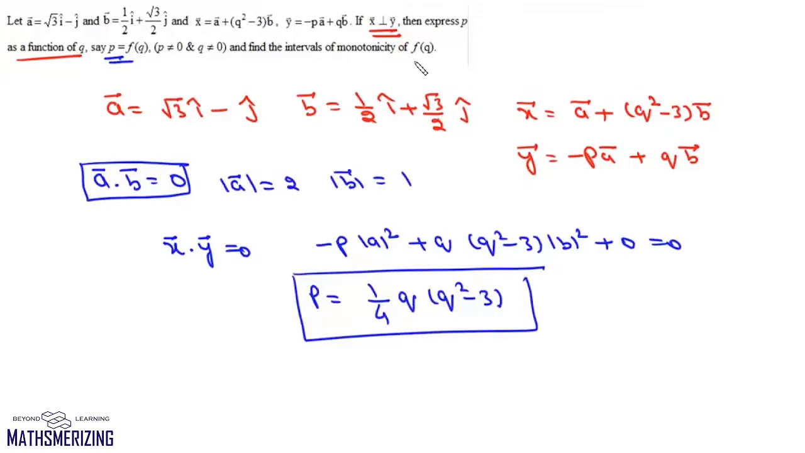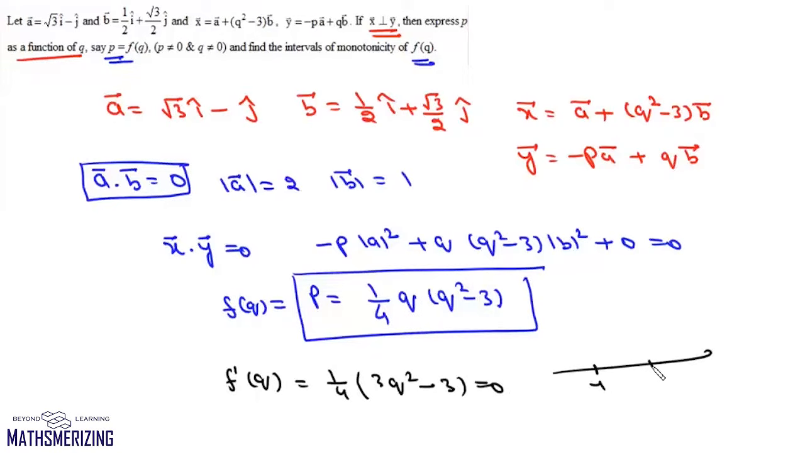Now we need to find intervals of monotonicity of f(Q). So this is your function f(Q). Now if we differentiate this function, we can write f dash Q will be 1 by 4 into 3Q square minus 3, and if we put it equal to 0, we'll get minus 1 and 1. So this is plus, minus and plus. So this function will be decreasing in minus 1 to 1 and increasing in minus infinity to minus 1 union 1 to infinity, and that is the answer to this question.